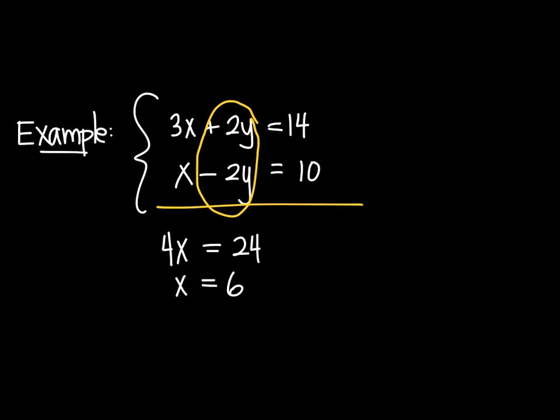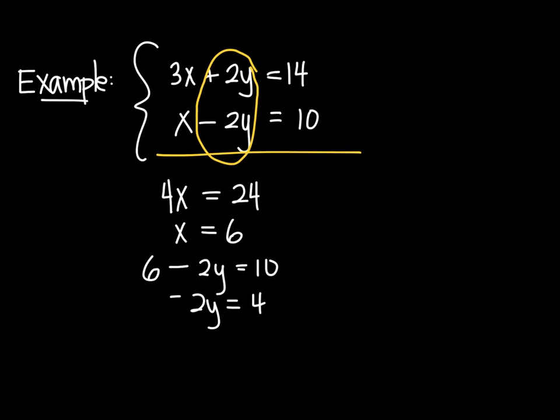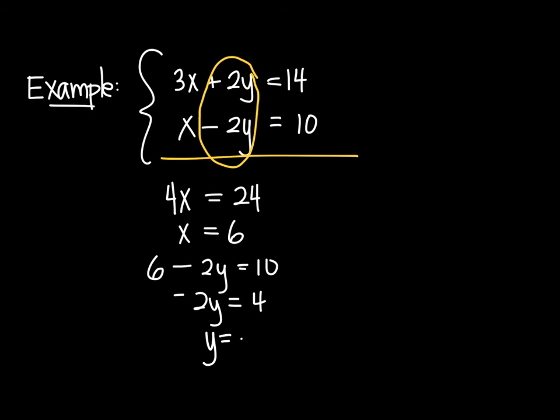Based on x being 6, now you have to substitute into either of the equations, the top one or the bottom one, it would not matter, and take that value of 6 and plug it in. I'm going to use the bottom equation. So 6 for x minus 2y equals 10. Subtract 6 from both sides to get negative 2y equals 4. And divide so that y equals negative 2.